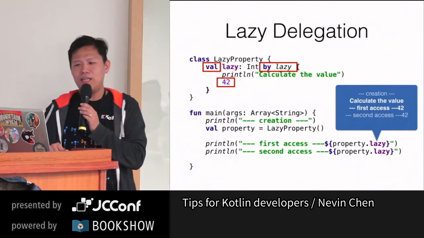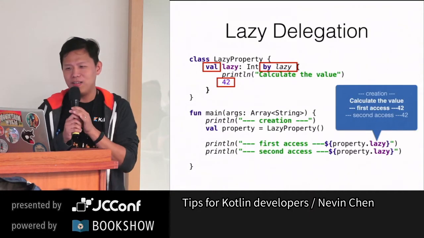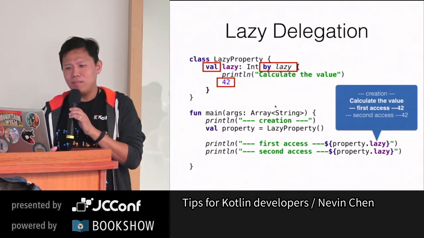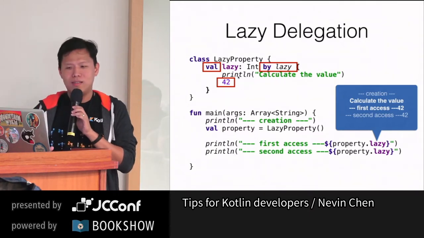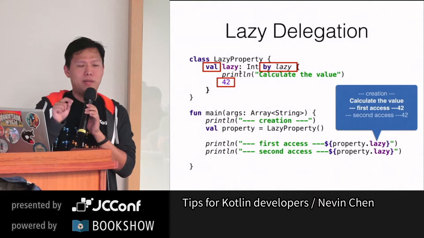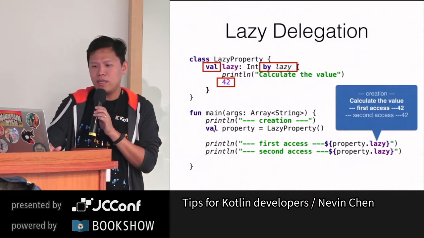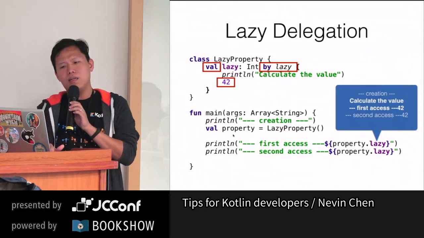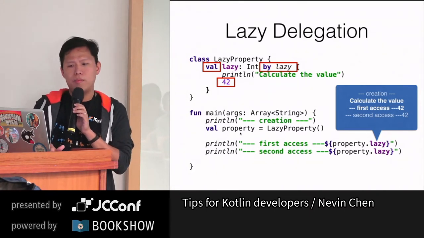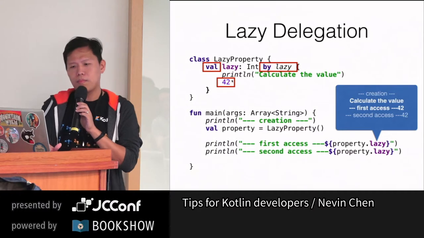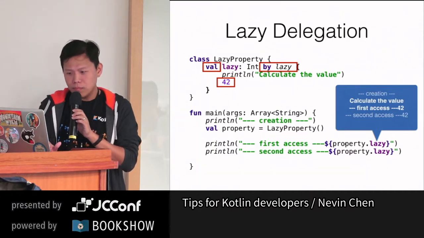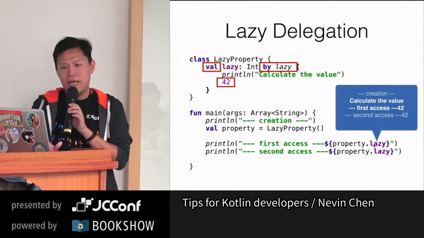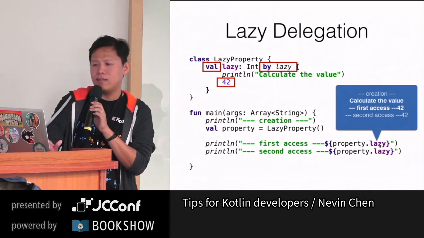Delegation. Okay, we have a lazy delegation. This one means we only reference the lazy parameter when it's actually being accessed. So firstly, from the client side we call create, which initializes the lazy property class, and then we access the property dot lazy, really access the property.